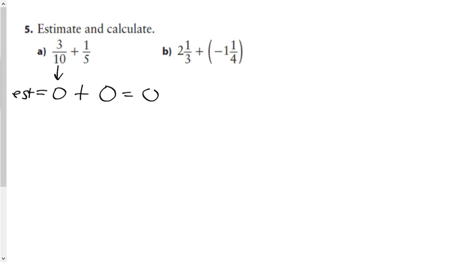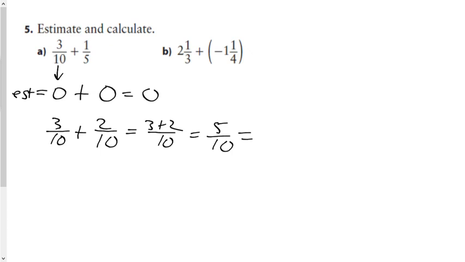Once we get that, we're going to use our common denominator of 10. Make the equivalent fraction to 1/5, which is 2/10. Add the numerators. Keep the denominator. And we get 5/10 as our answer, which in lowest terms is simply a half.